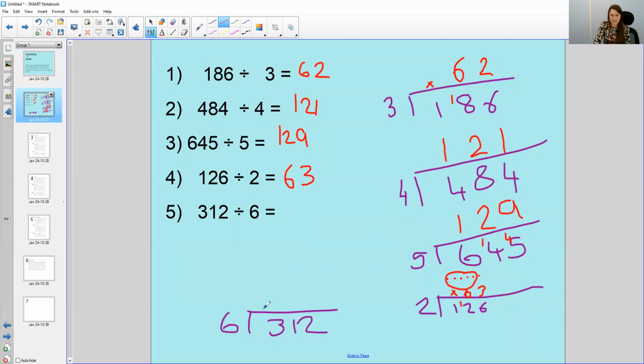And finally, how many 6s go into 3? If you draw your 3 dots, you can't get any groups of 6. Regroup your 3 over. Now, how many 6s in 31? Well, I know 5 groups of 6 is 30, which would leave 1 left over. And now 6 into 12 is 2. So our answer is 52. There are your division questions.